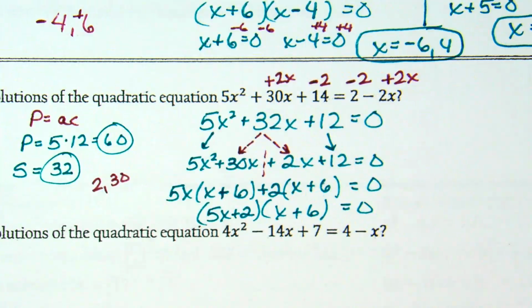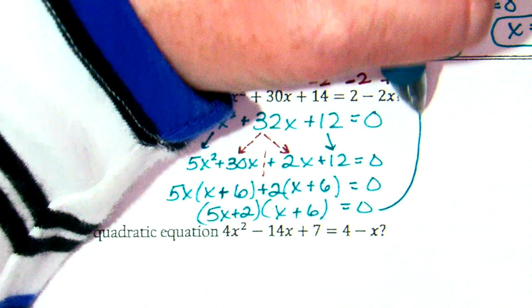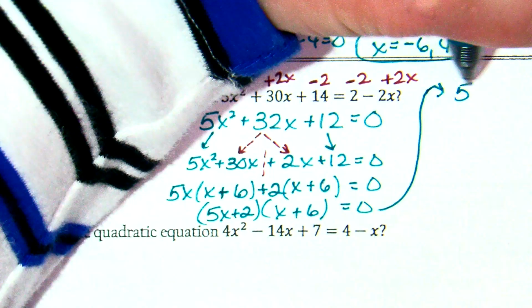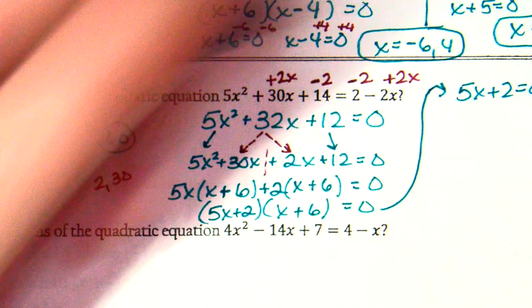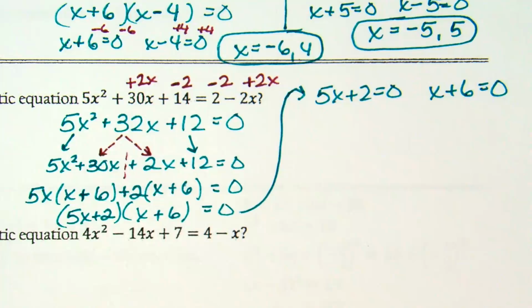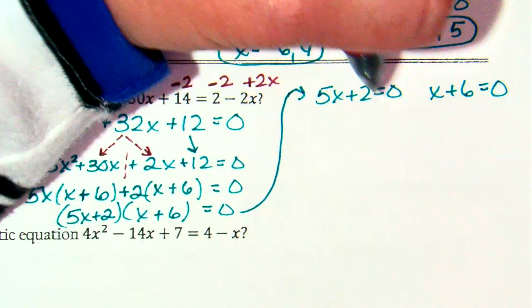Okay. On the quiz, that's as far as you'll have to go because you'll just be factoring, right? Yeah. But this is equal to 0 and we're solving an equation. So what do I do to finish this off? Set both parts equal to 0. So 5x plus 2 equals 0 and x plus 6 equals 0.